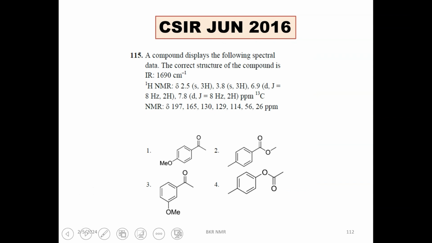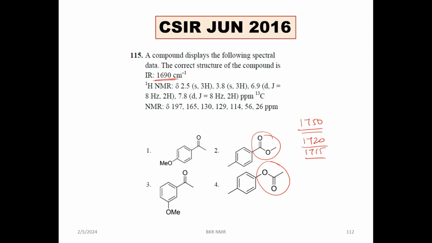June 2016 problem, they're asking you to find the correct structure. And here they have given the IR value as 1690. 1690 cannot be an ester because an ester will come around 1750. If it has conjugation, it can come around 1720 or 1715, but not less than that. So option 2 is ruled out, option 4 is ruled out based on the IR value. And now they have given you the doublet and doublet pattern. So when I have a doublet and doublet pattern, I can rule out this meta option. So option 1 is the answer. Very simple, is it not?